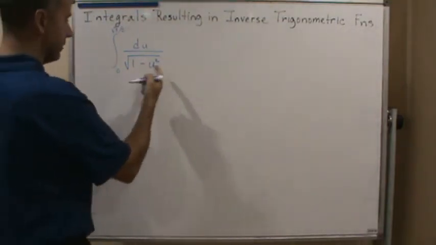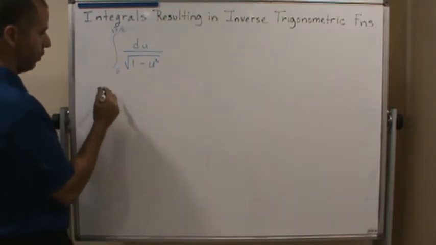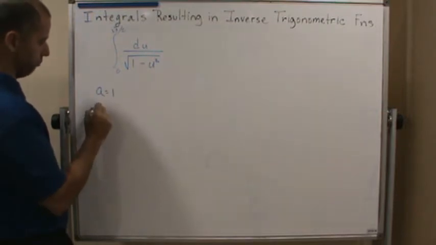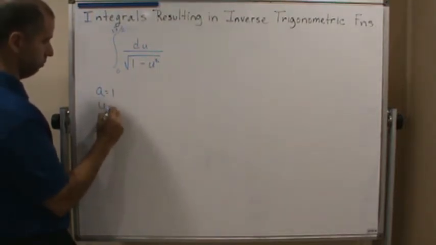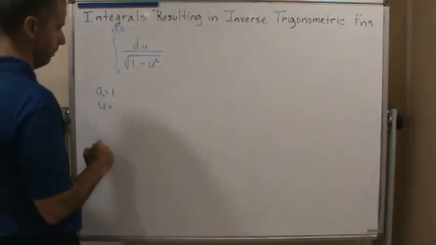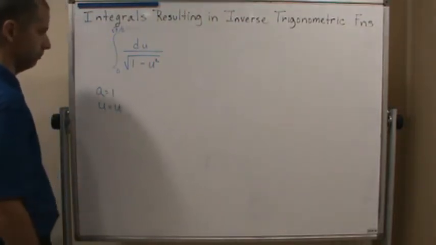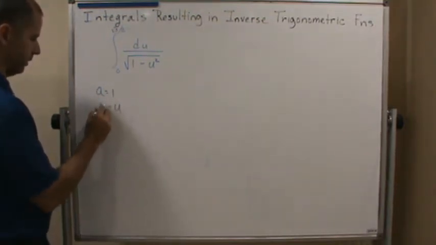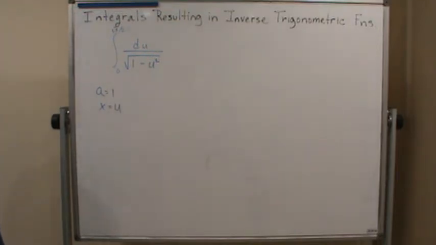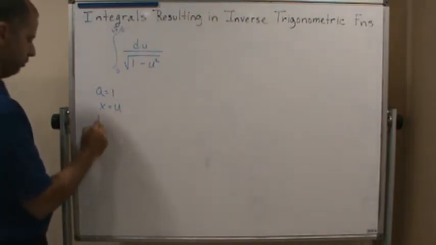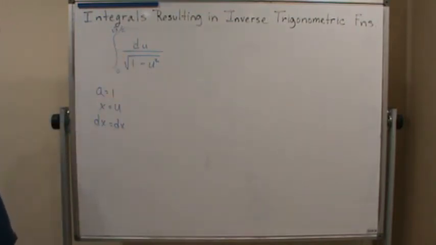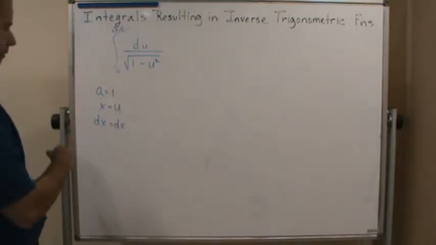So again, this is going to be inverse sine. So notice what my a is. My a is 1, and then u is u, right? So it's just u. Or if you want to use x, because they do x and a. And obviously dx equals du, right? So there's my du. So it looks like this is an easy one.